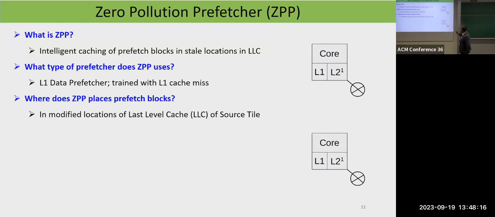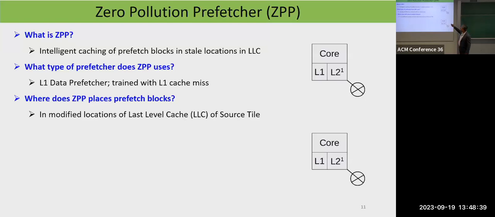So consider the case that you are generating a request from this. It's a miss in the L1 cache. And this is the home bank. You travel through the NoC and bring it. This is the L2 cache corresponding to the same physical address. You come and see in this tile, do you have any stale block or not? If that's the case, you put your prefetch block there. Don't put your prefetch block on the L1 cache. You put it in the L2 slice of the same tile.